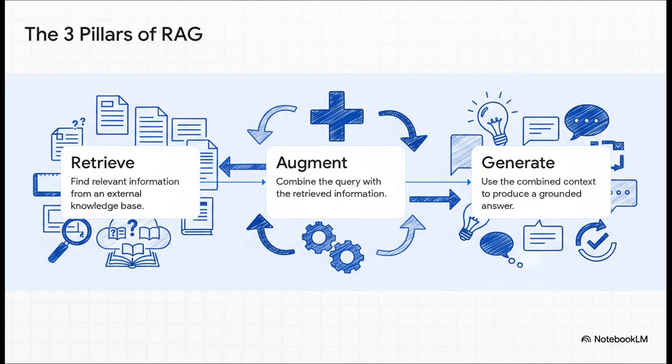In theory, the process is beautifully simple. It breaks down into 3 pillars. First, it retrieves relevant information. Second, it augments your original question with this new context it just found. And finally, it generates an answer that's actually grounded in the evidence. Retrieve, augment, generate. Simple, right?